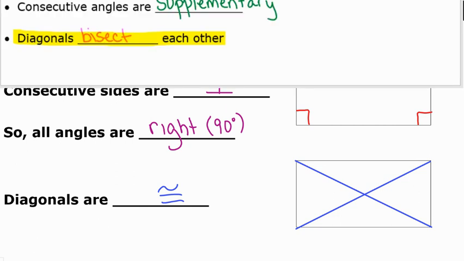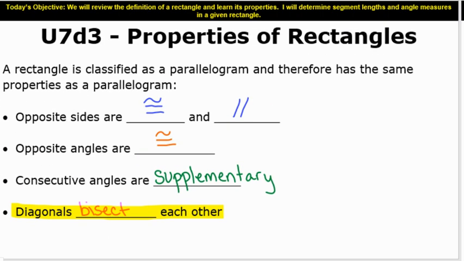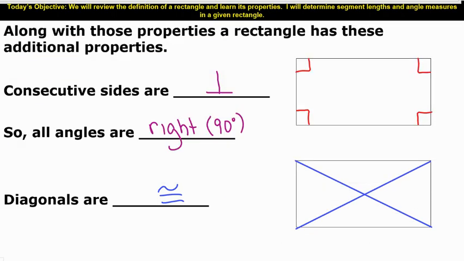Okay? So if I look back at diagonals bisecting each other, they're still going to do that. They're still going to cut each other in half. So what that means, if I cut two segments in half that are both the same length, all four of those little pieces now will be exactly the same size, because it's two segments that are the same length that are both being cut in half. So if one is 20, the other is 20, which means they're both divided into 10 and 10. Okay?